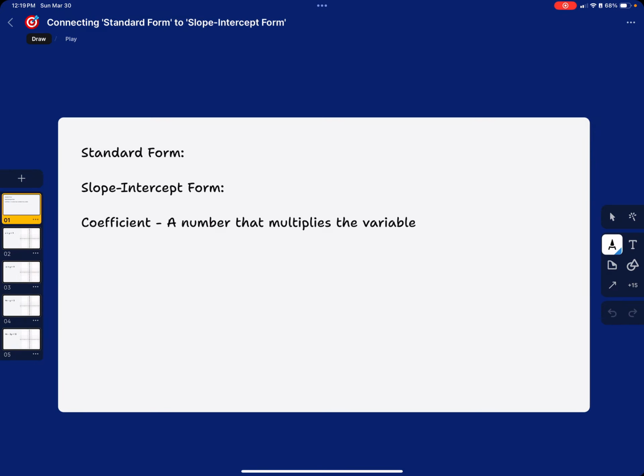Trez, and in this video we are going to be connecting standard form to slope-intercept form, rewriting equations in standard form into slope-intercept form and then graphing those equations. Just as a review, standard form is an equation written in the form of ax plus by equals c, and slope-intercept form is an equation written in the form of y equals mx plus b. Both of these equations have one important thing in common: they are both linear, which means on a graph, they will both form a straight line.